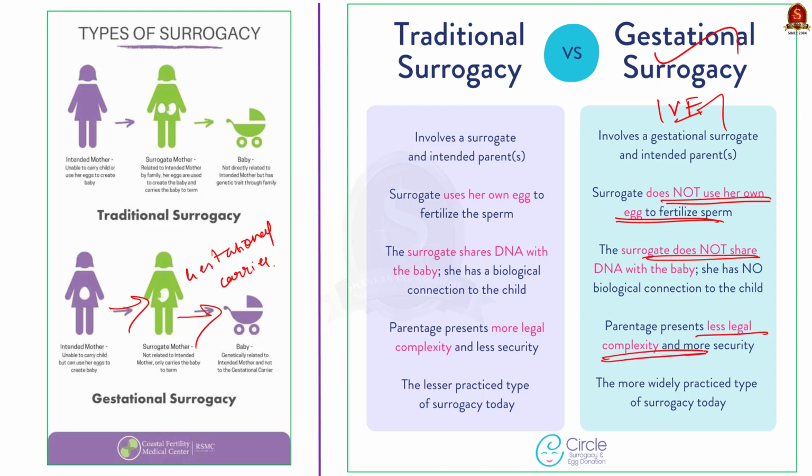The second one is traditional surrogacy. In this traditional surrogacy, the surrogate mother is impregnated with the sperms of the intended father artificially, thus making her both genetic and gestational mother. Here, the surrogate mother shares a genetic link to the child. So this is about the difference between gestational and traditional surrogacy.